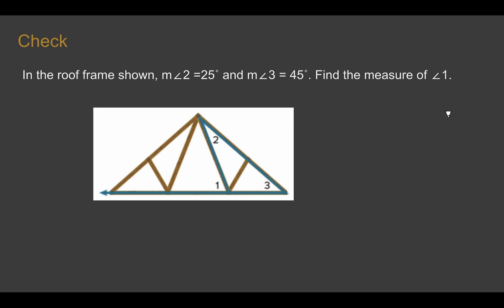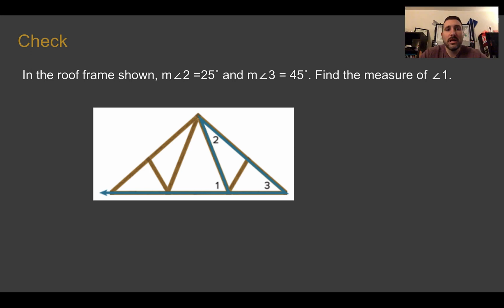Check your understanding. Using the picture and information provided, find the measure of angle 1. Pause the video now and complete the check. Check your answer. You should have said measure of angle 1 is 70 degrees. Angle 2, 25. Angle 3 is 45. Those are remote interior angles. So if I add them together, I get my exterior angle over here. Adding them would be 70 degrees.